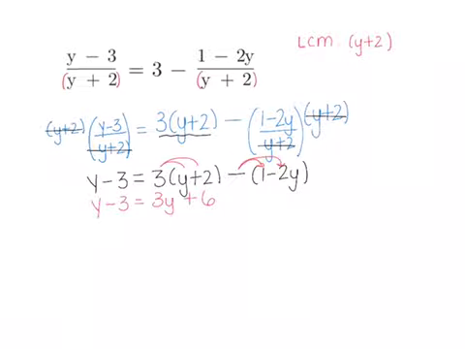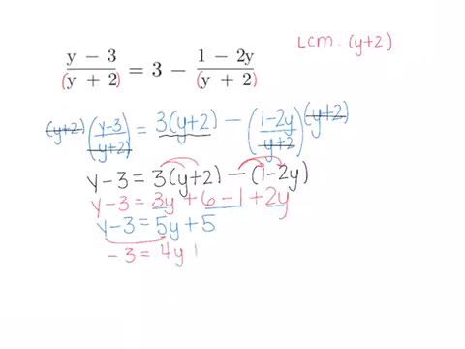Now I'm going to distribute that negative, so negative times 1 is negative 1. Negative times negative 2y is positive 2y. Let's simplify. So y minus 3, I can combine the y's, so 3y and 2y gives me 5y, and then 6 minus 1 gives me positive 5. So let's move this y over. So negative 3 is equal to 4y plus 5. And then I'm going to move the 5 over. So negative 8 is equal to 4y.